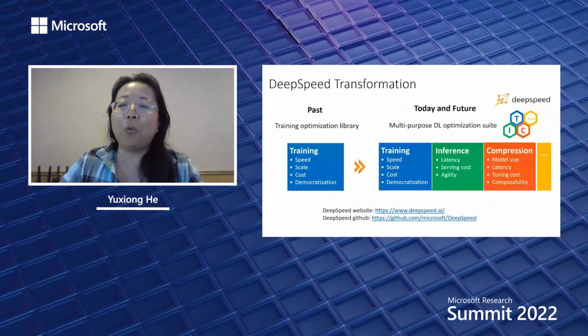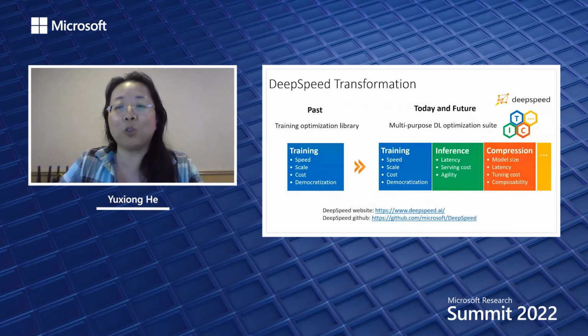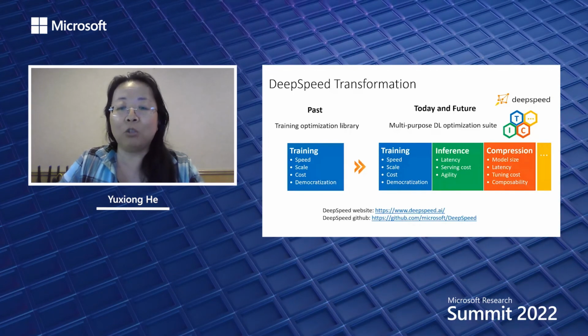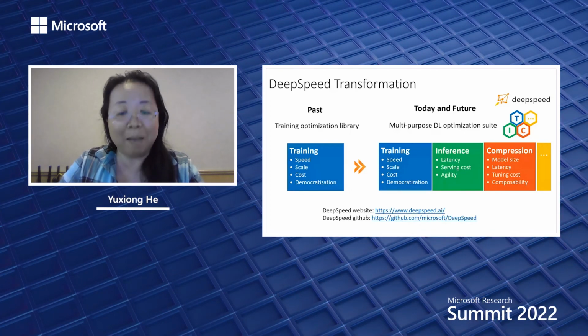To conclude, we are on a journey of growing DeepSpeed from a training optimization library to a multi-purpose DL optimization suite with training, inference, compression, and even more capabilities along the way. During the transformation, the needs of our users always guide the directions we're heading towards. If you have any feedback, please don't hesitate to contact us. Together, we hope to make DeepSpeed a useful tool and a powerful enabler to help achieve your AI ambitions and missions. Thank you.